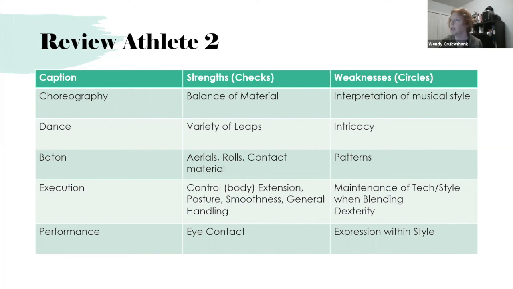Under performance, we gave strengths to eye contact, and the weakness was expression within style. Now, under performance, we noted the grace and lightness shown by her in the opening was lovely. The athlete needs to maintain the aura she creates in the beginning throughout the routine, and this is an area for her to develop as she continues to perform.